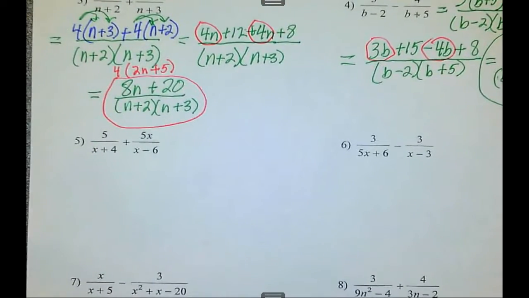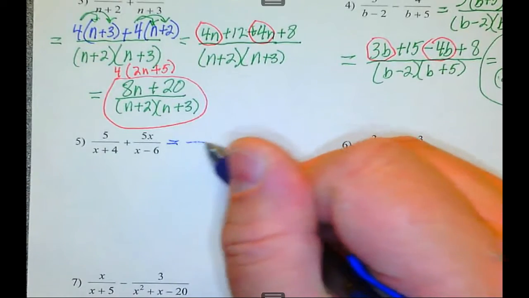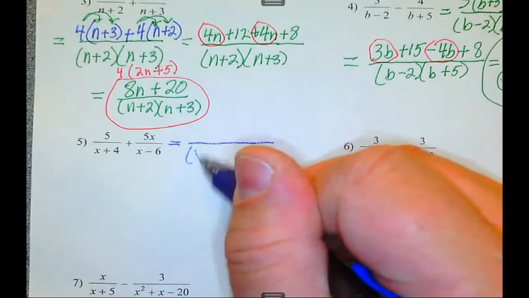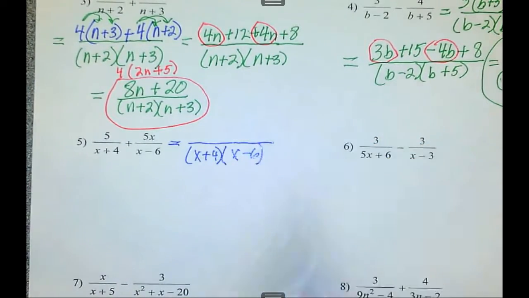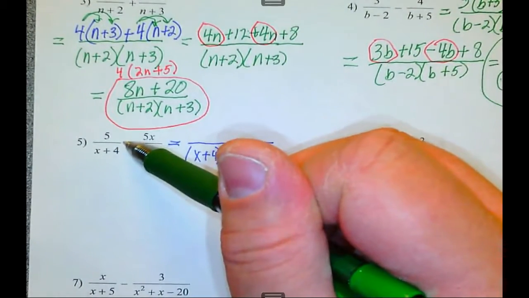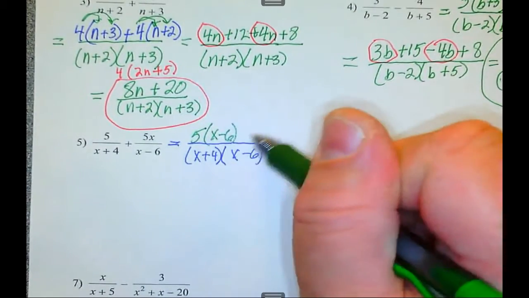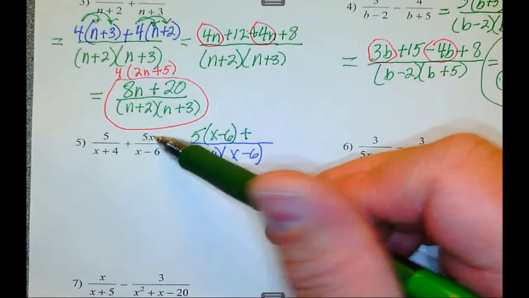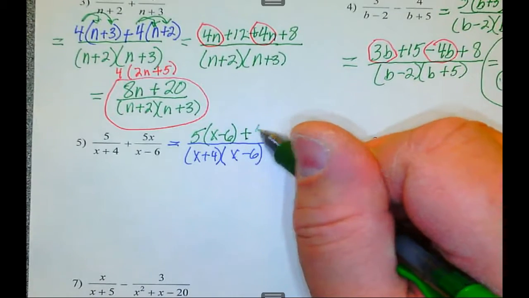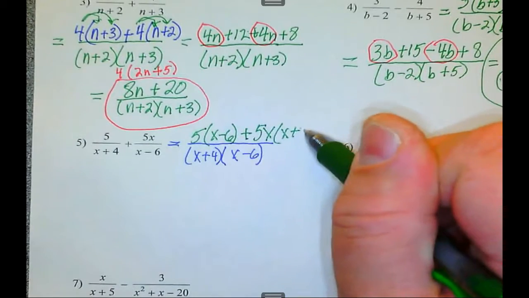All right, number 5. My common denominator is x plus 4, x minus 6. See, my first fraction's missing the x minus 6, so I'm going to take 5 times x minus 6, plus, the second fraction is missing an x plus 4, so I'm going to take 5x times x plus 4.